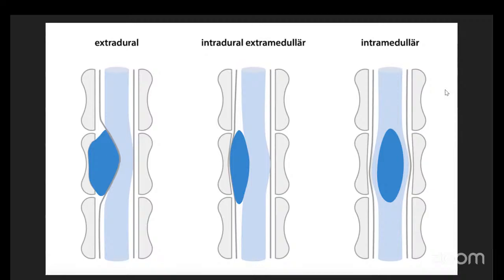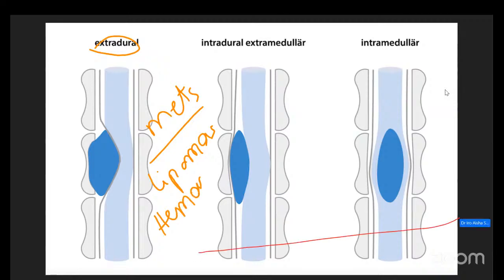Now we come to the extradural tumors. The extradural compartment is notorious for one thing: mets, and mets. There are 2 other things that can be present in the extradural compartment: lipomas, and sometimes a hemangioma in the vertebral body. And please, Dr. Iro, do not write on my screen.